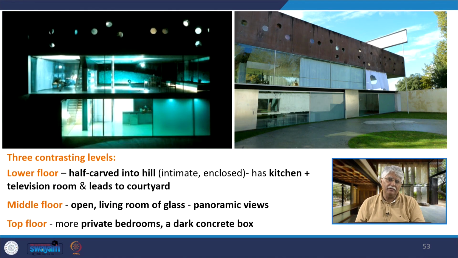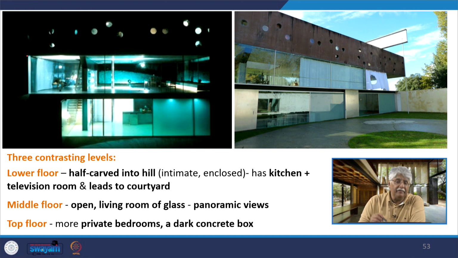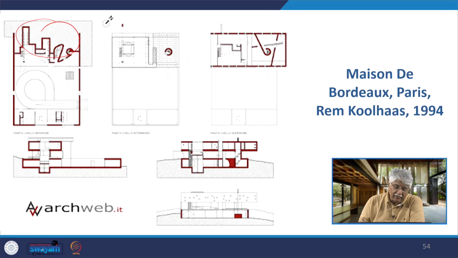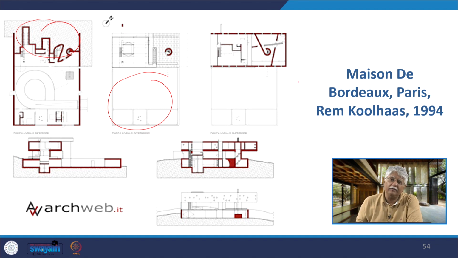Three contrasting levels. The lower level is half carved into the hill. If you look at the plan, it is carved into the hill and it is intimate and enclosed. It has the kitchen, the television room, and it leads to the courtyard. So it is this level we are talking about. The middle level is an open space which has the living room, with the panoramic view. The top floor is completely opaque with these portholes as fenestrations. There are more private bedrooms, it's like a dark concrete box. These are the plans and the drawings of Maison de Bourdieu.